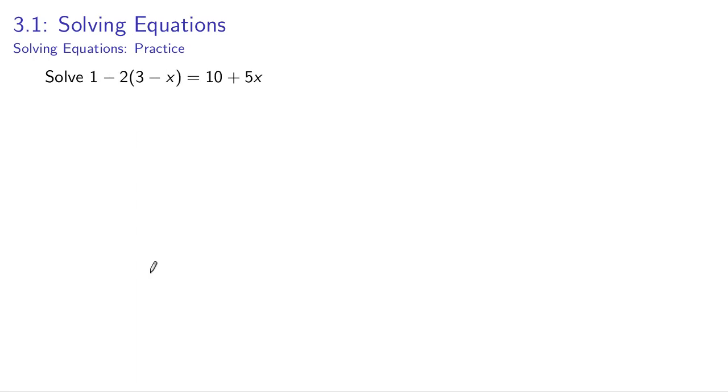Let's go on to a more complicated example. Let's solve this equation. Here we need to remember minus 2 is being multiplied by this. We do not start with 1 minus 2. That would not be the order of operations. PEMDAS, please excuse my dear Aunt Sally. First we need to do this operation, then multiply, then we would subtract.